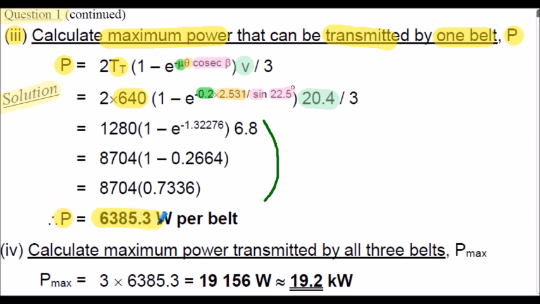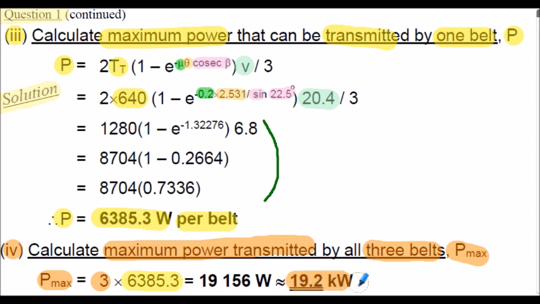6,385.3 watts. And to calculate the maximum power that's transmitted by all 3 V-belts, I've called that Pmax here. So Pmax is simply 3 multiplied by the power transmitted by one belt. So overall, approximately 19.2 kilowatts of power can be transmitted through these 3 V-belts, given the parameters in the question.